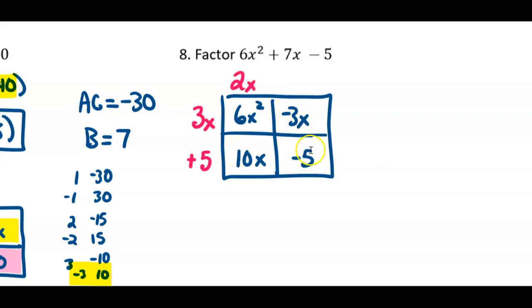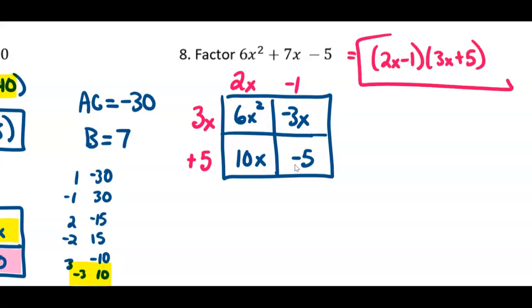So what divides into 3 and 5 is just 1, but because this is negative, it needs to be a negative 1. All right, so check this column. Negative 1 times 3x is negative 3x. That's good. Negative 1 times 5 is negative 5. Okay, it totally checks out. So our answer is 2x minus 1, 3x plus 5. And that is what our solution is. Those are our two factors.